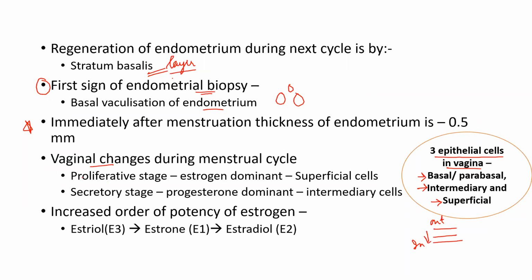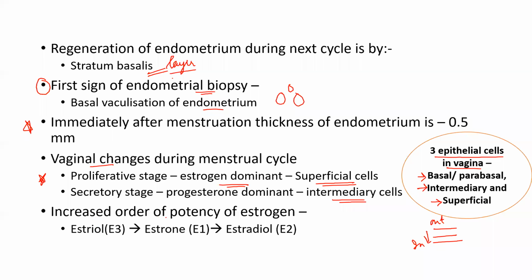A proliferative change, when the estrogen is dominant at that point of time, is going to act on the superficial cells. The proliferation will occur in the superficial cells. Now, in the secretory stage, progesterone is dominant, and that acts on the intermediary cells. So progesterone will act on the intermediary cells during the secretory phase, and estrogen will act on the superficial cells in the proliferative stage. This is again very important to remember.